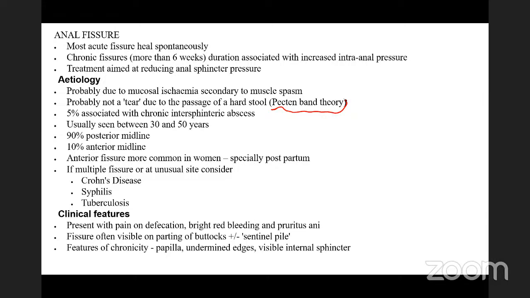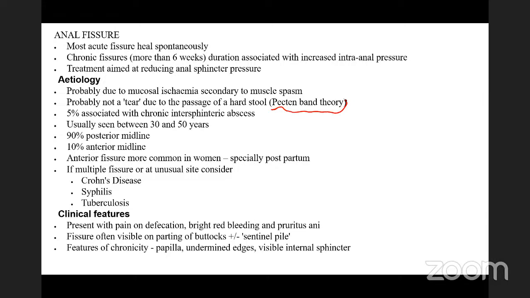Now, one important fact you need to understand: most of these fissures are posterior at the midline. 90% are posterior fissures at 6 o'clock. 10% are anterior fissures, and these ones are related to delivery. Anterior fissures are more common in women, specifically postpartum.